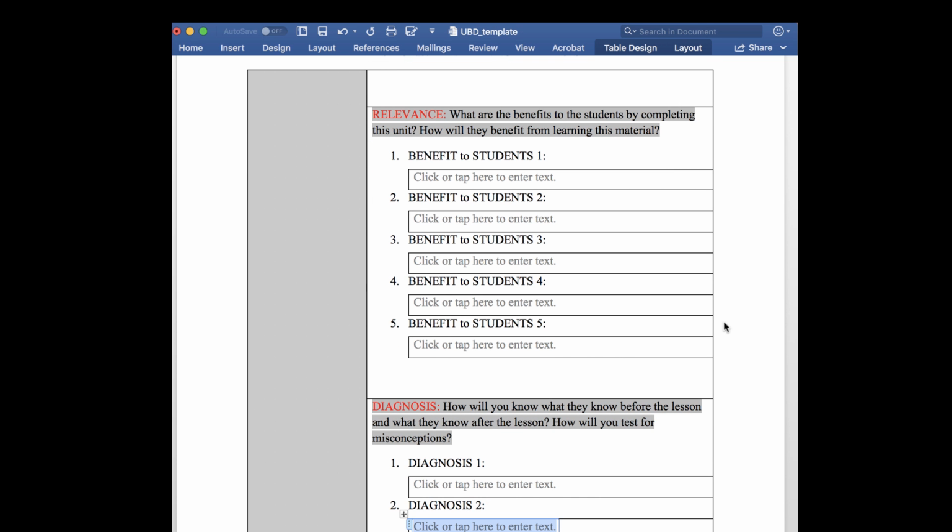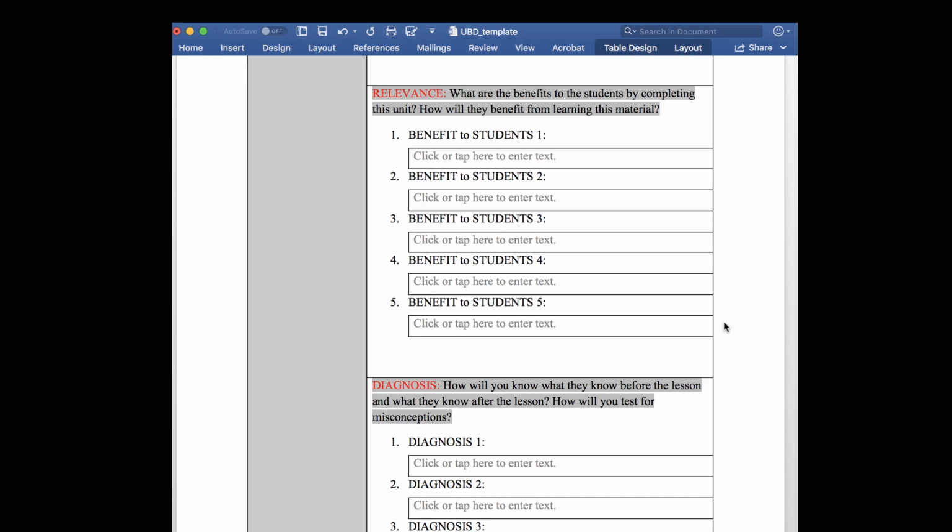The next part of the W of WHERETO, relevance. What are the benefits to the students by completing this unit? How will they benefit from learning this material? So you want to start to think about that in terms of planning the actual learning activities.